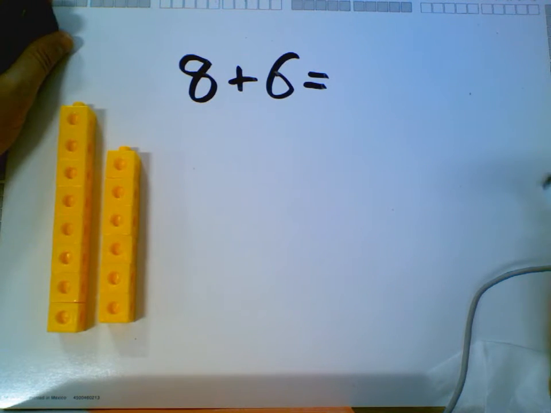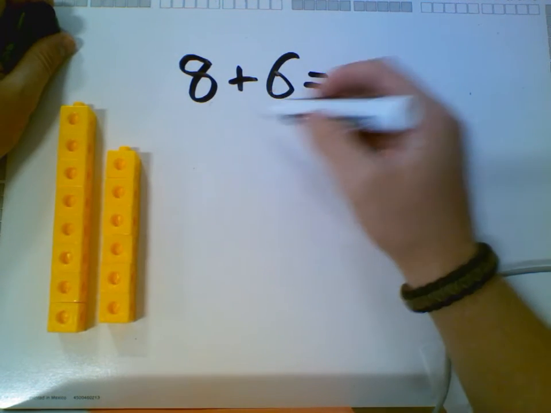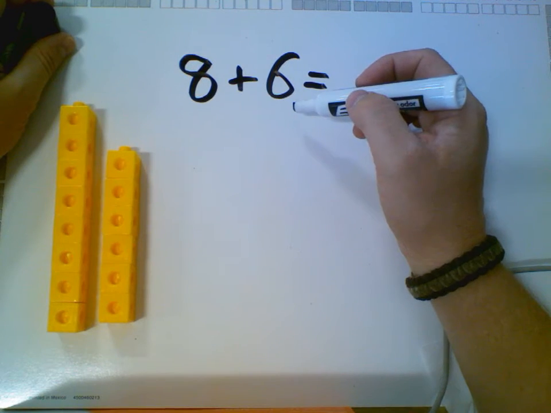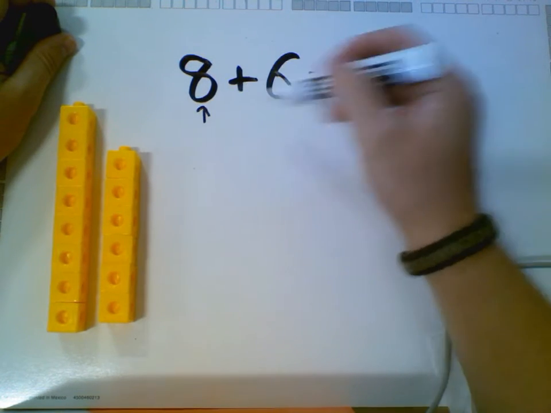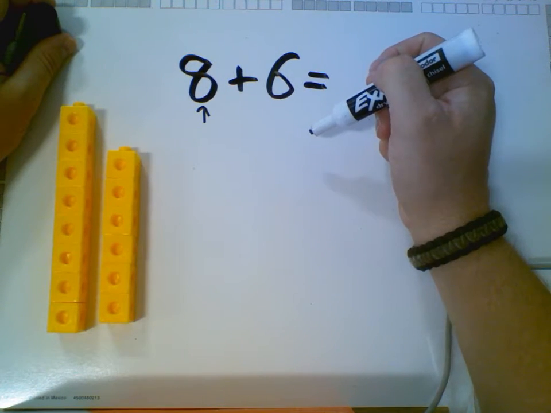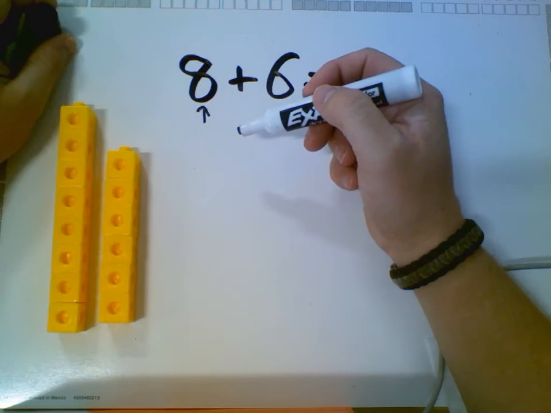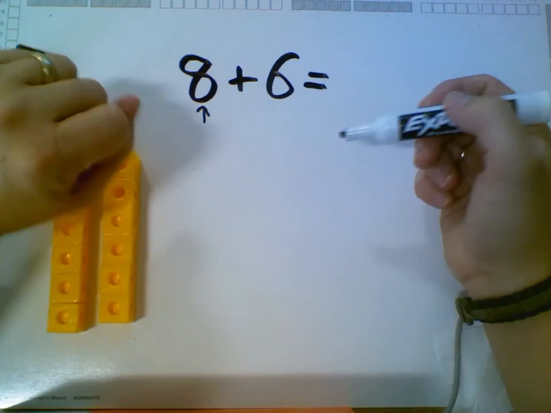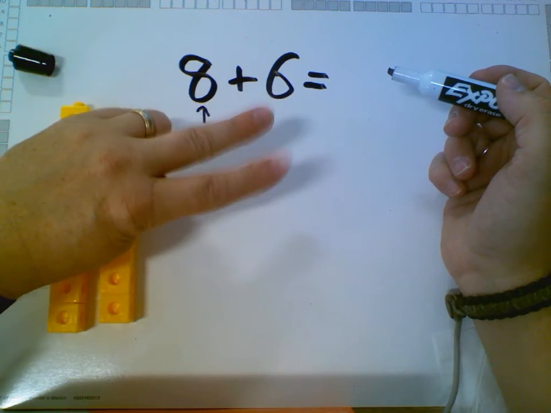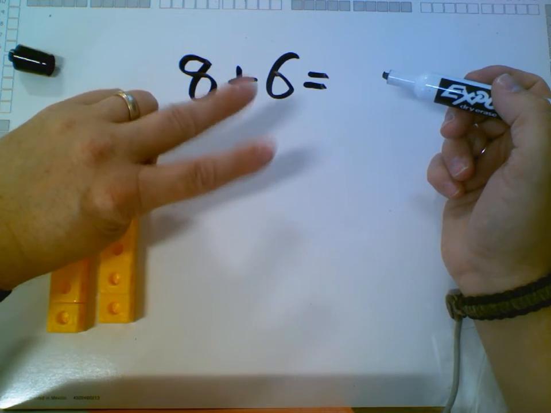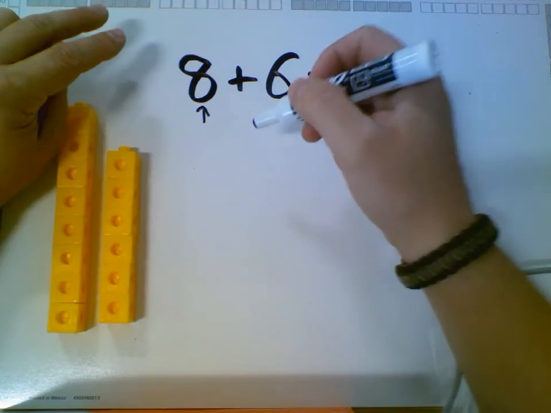So what I'm going to do is look at these numbers and think, which one of these is already closest to 10? This one. It's closer than that one, isn't it? How many more does it need to become 10? Well, we have 8, 9, 10. How many more does it need? It needs 2.